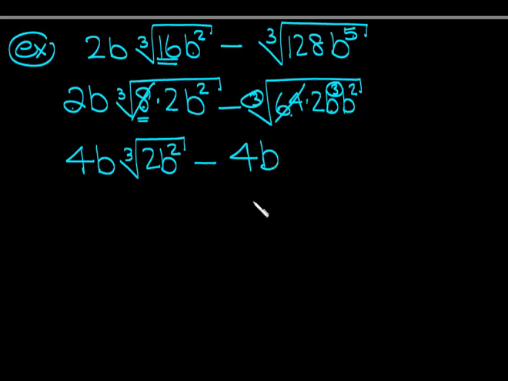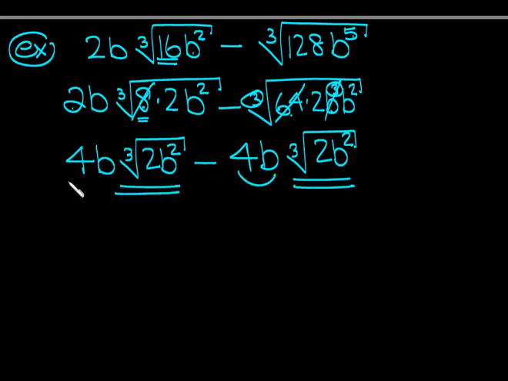I don't have to worry about absolute value since the index is odd. So that came out. What am I left with? The cube root of 2b squared. This radical and this radical are the same, so you subtract the stuff in the front. What is 4b minus 4b? 0. So the answer to this is just 0. We started with something fairly complicated and we reduced it down to something fairly easy. Alright, so that's adding and subtracting radicals.